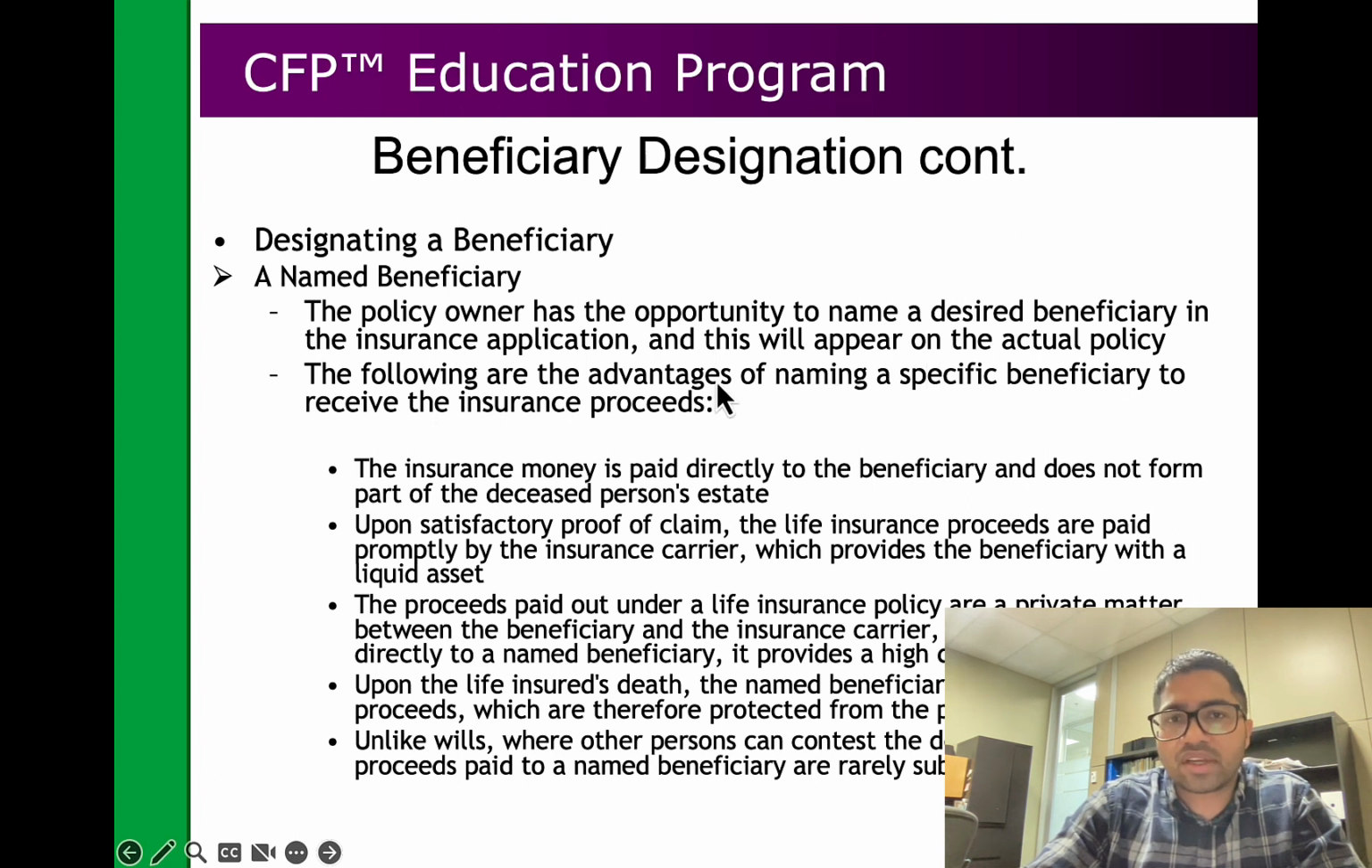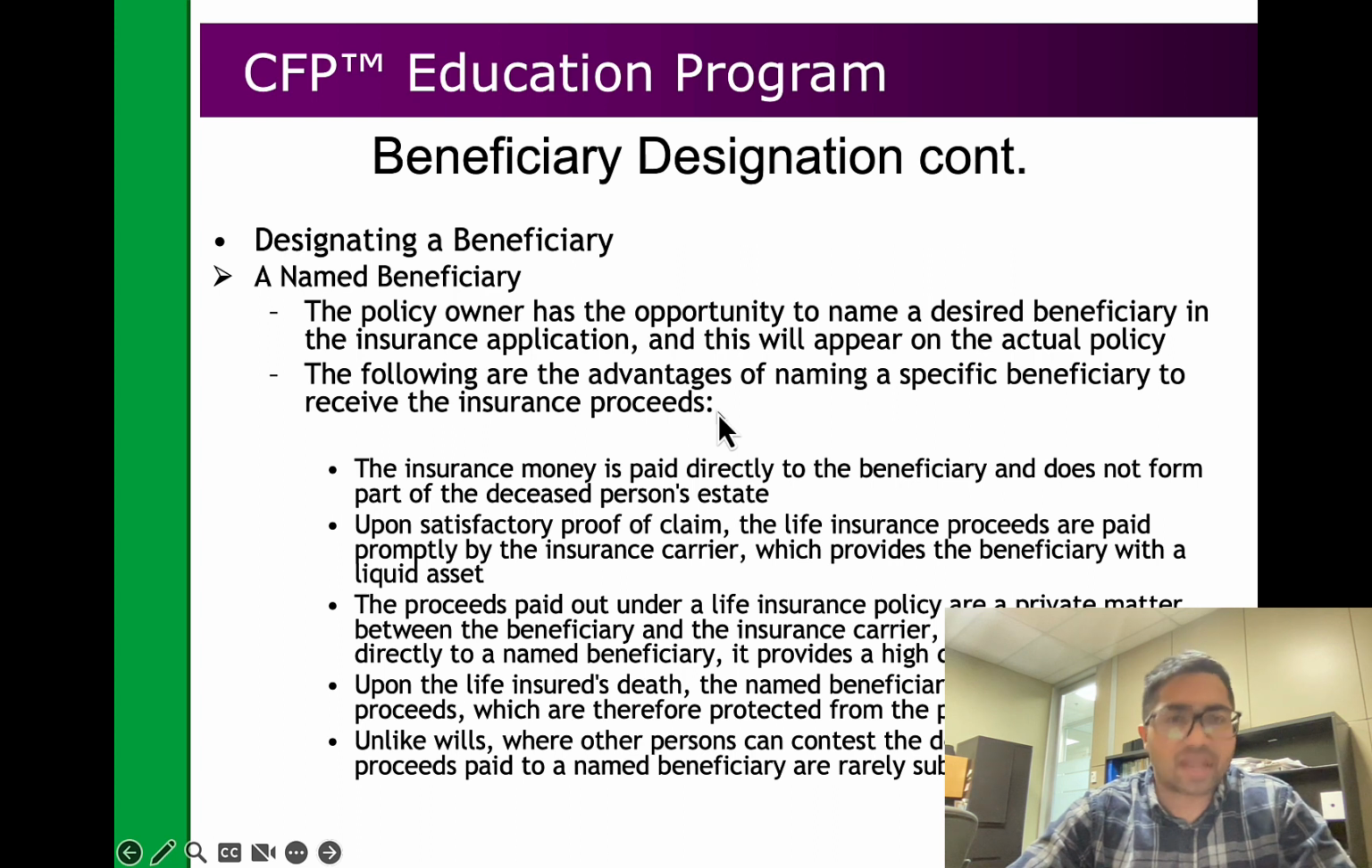Okay, the following are the advantages of naming a specific beneficiary to receive the insurance proceeds. As a policy owner, you have the opportunity to name a desired beneficiary in the insurance application. When you sign the insurance application, they will ask who the beneficiaries are. You can name them. If you name the beneficiaries, there are advantages.